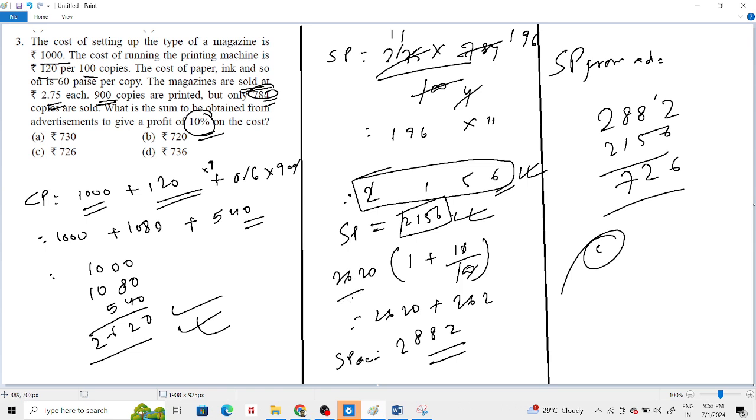So 2620 is the CP into 1 plus 10%. So I am getting 2882. So with advertisement, my revenue will be 2882. So what is the difference? 2882 minus 2156, that is 726 rupees I am getting from advertisement. When I advertise my magazine, I am able to increase the revenue by 726. Understood?